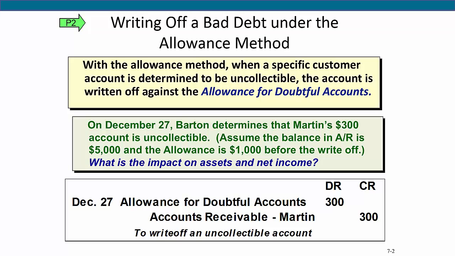Also note that writing off an account may make the allowance balance a debit, which indicates that more has been written off against the allowance than what was expected. Periodically, companies review the balance in the allowance to make certain it reflects an accurate estimate of uncollectible accounts residing in accounts receivable.